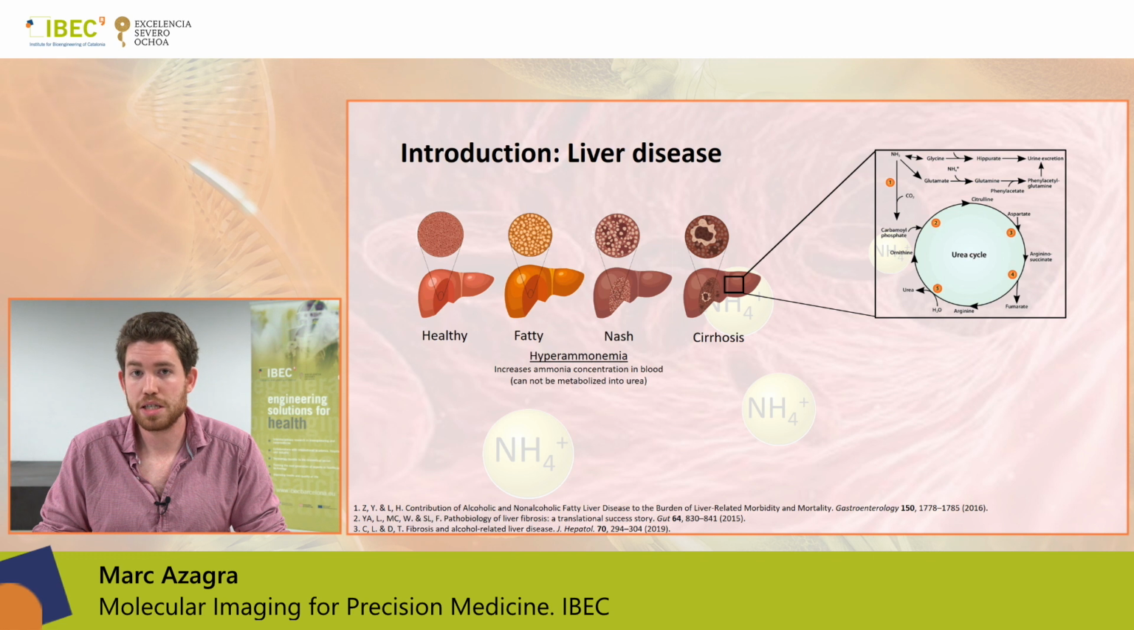Pathological conditions such as liver dysfunction may disrupt the urea cycle metabolism and lead to a life-threatening increase of blood ammonium. This disease is caused by alcohol, diet, among others. The physiological concentration of ammonium in blood is about 40 micromolar.